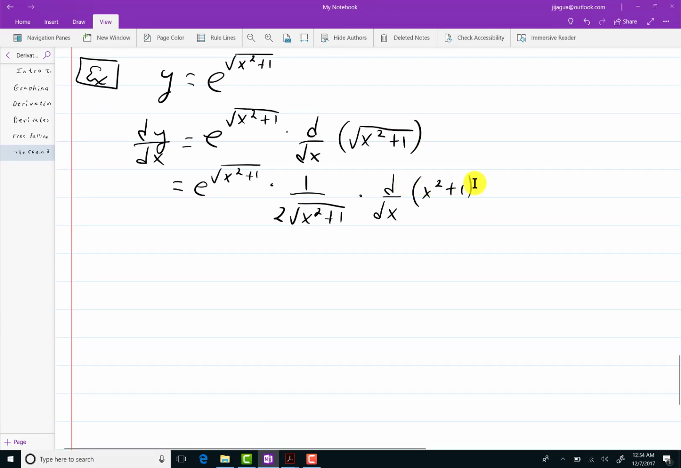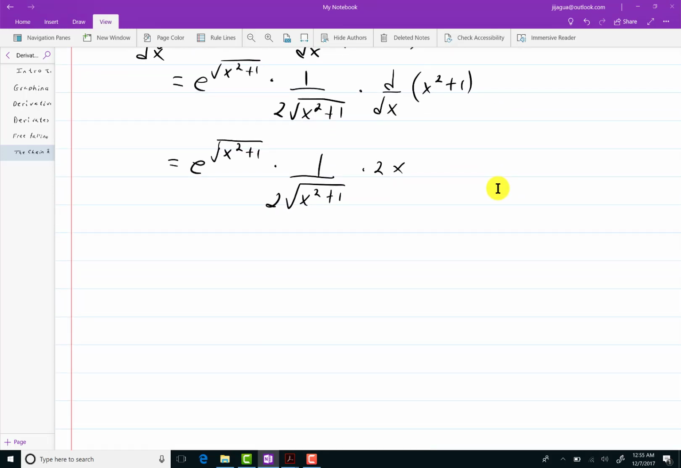I stop there because now I can take the full derivative of x squared plus 1. So I'll have e to the square root of x squared plus 1 times 1 over 2 square root of x squared plus 1, times 2x, since the derivative of x squared is 2x. And as I've mentioned before, you can leave your answers like that. I'm perfectly happy with them. Although if you want to go about simplifying, I'm not going to be mad about that either.